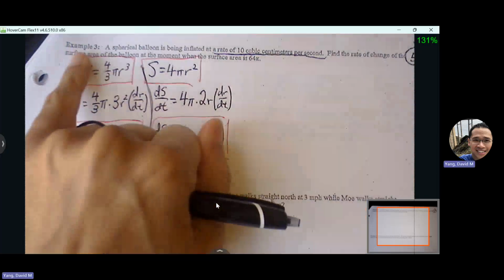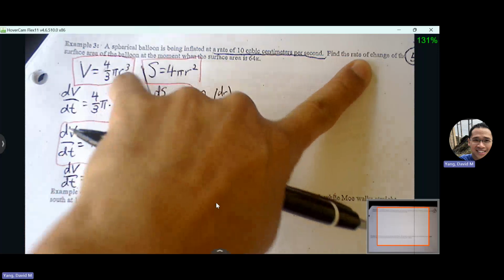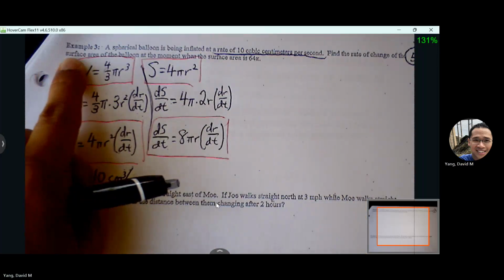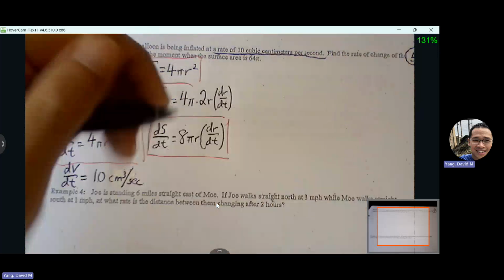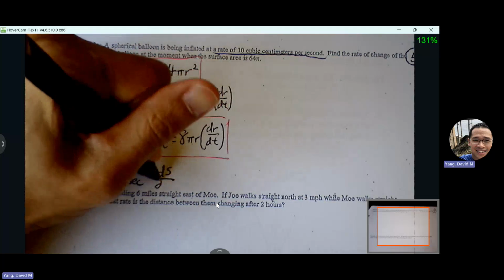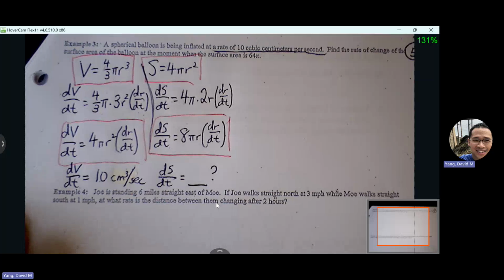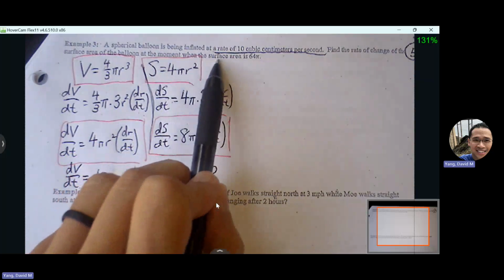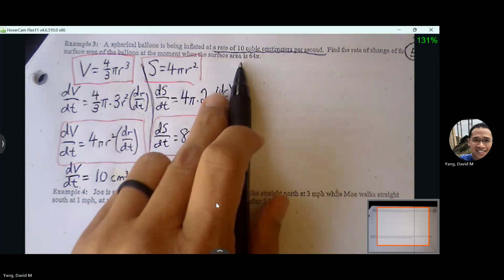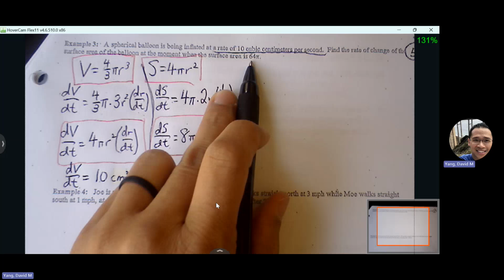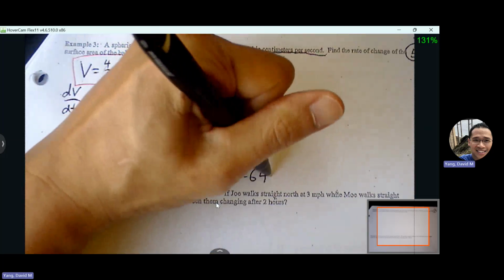Find the rate of change of the surface area of the balloon. What are we looking for? Find the rate of change of the surface area of the balloon. Good. It can't just be S because you see the words rate of change. So we must be talking about dS/dt. And that is what our goal is. We're trying to find the rate of change of the surface area with respect to time. Okay. At the moment when the surface area is 64 pi. What's that value for? S. Yeah. So S is 64 pi.